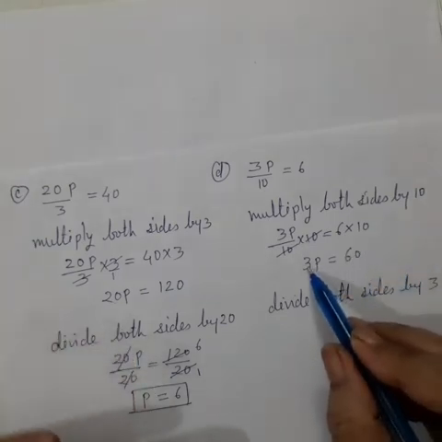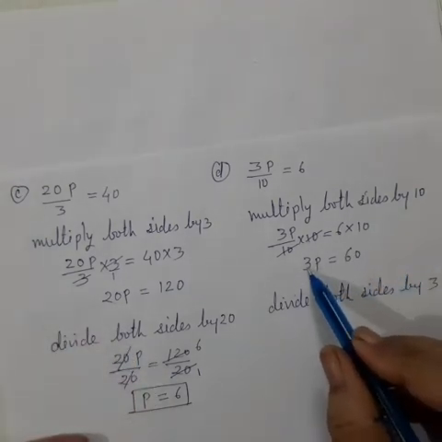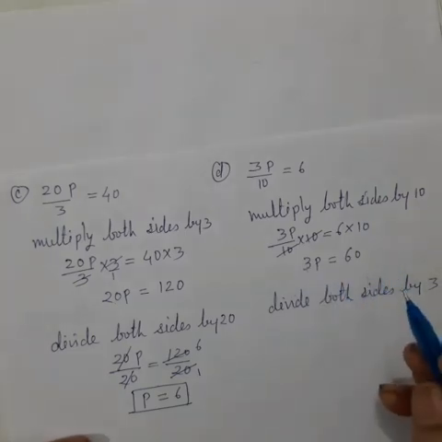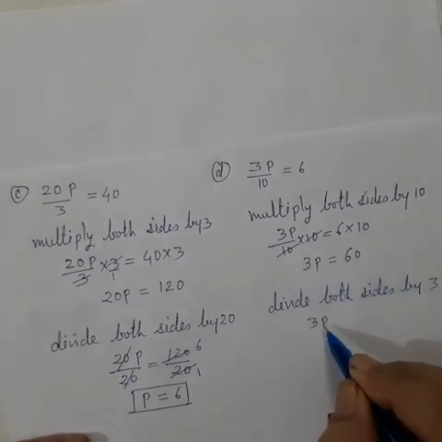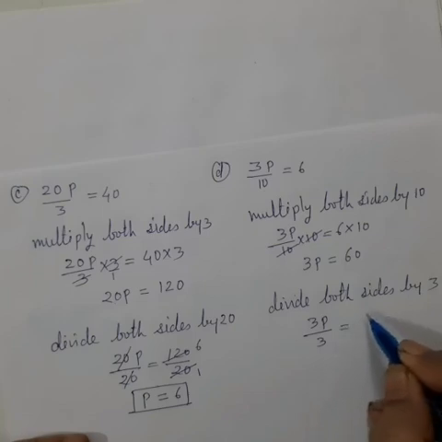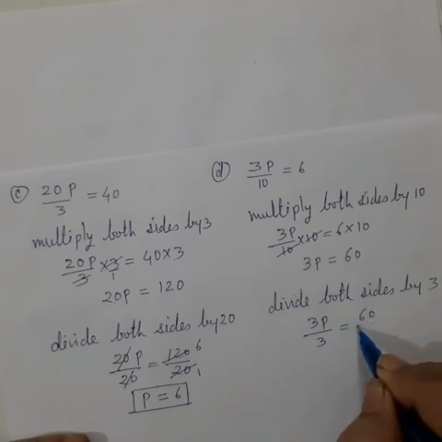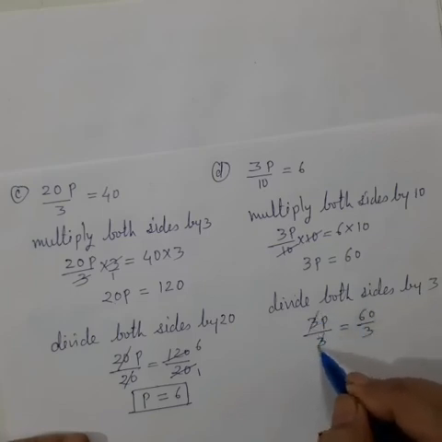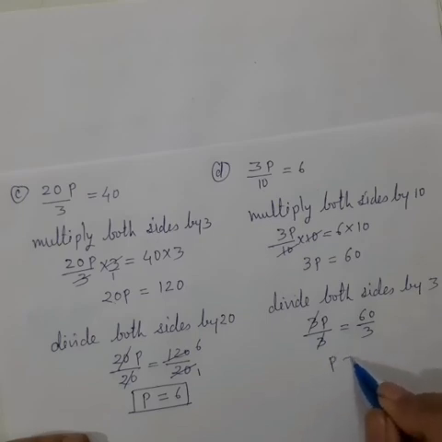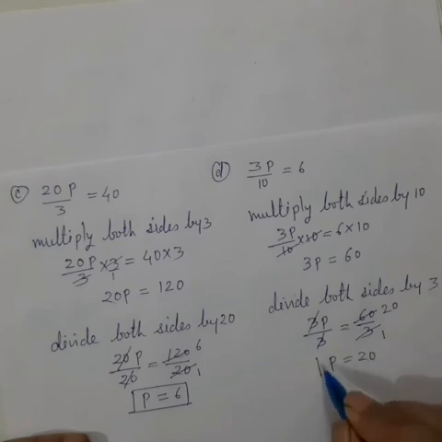Now again this 3 we don't want. 3 is in multiplication here, so divide both sides by 3. 3p by 3 equal to right hand side 60 by 3. This 3 will be cancelled. P equal to, this we can divide. 3 1s are 3, 3 20s are 60. So p equal to 20 is our solution.